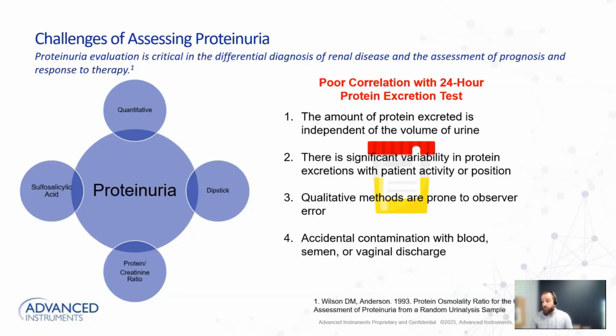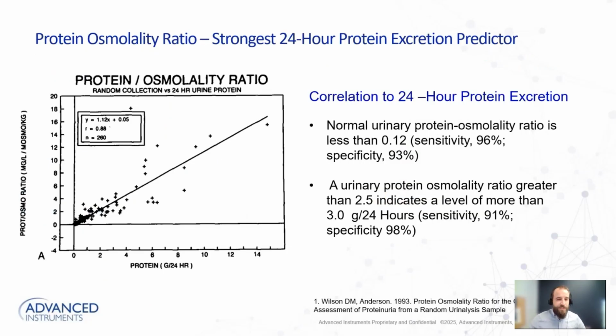The qualitative methods are prone to observer error. I just gave you the example of, is it blue, is it green on the dipstick? And then accidental contamination is an issue as well, right? We want to measure the protein that's coming out through the kidneys into the urine, and we don't want to catch anything else that could go in there, like blood or semen or vaginal discharge, that could otherwise influence the protein concentration result. So what can we use instead?